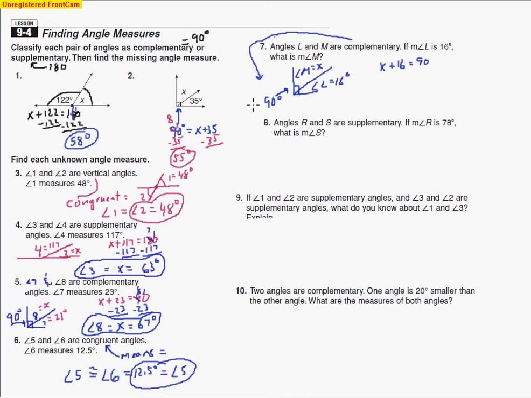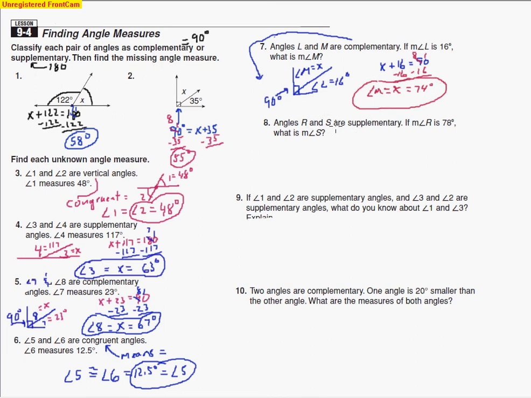So all we're going to do to solve is just do an opposite operation. I'm going to subtract 16 from both sides. Do a little borrowing, and I'm left with 74 degrees is the value of x. And x represents angle M. So angle M is 74 degrees.